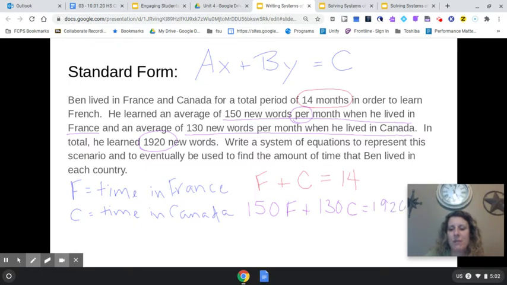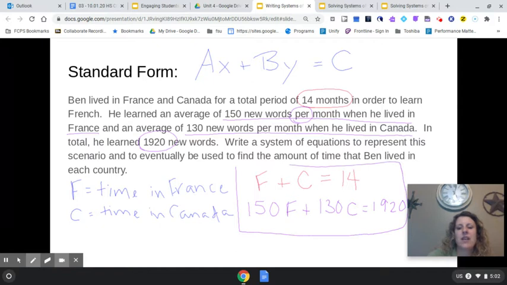So there are my two equations that, again, eventually we're going to learn some strategies to solve. But right now we're just writing those two equations. So this is my final answer. This is my system of equations that I could use to solve that particular word problem.